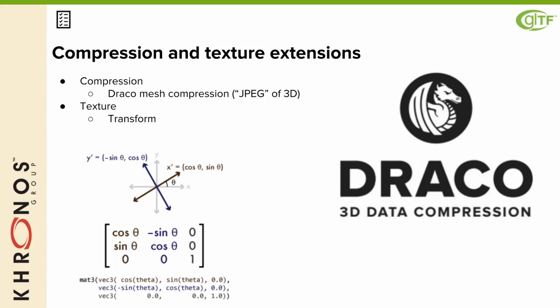Also, I think it's already ratified, we have the texture transform extension, which allows you to apply a texture matrix to the texture. The reason for this is that you can, for example, reuse textures on different surfaces. At the bottom you see some math, and there's no offset in it, but basically with this extension it's possible to transform and rotate the texture.